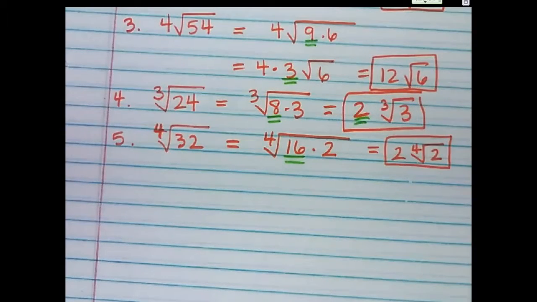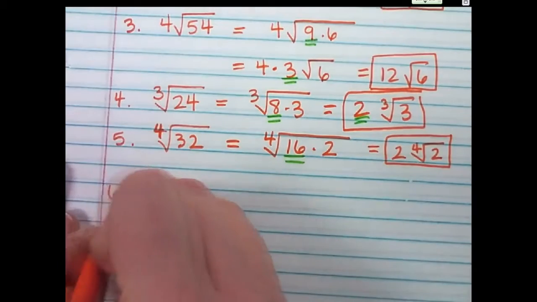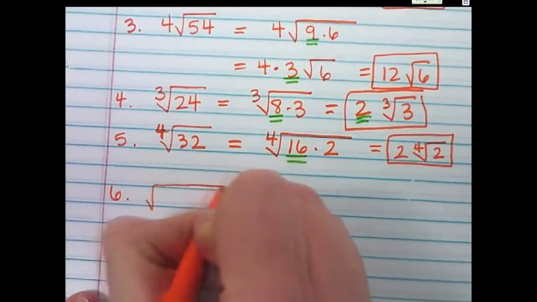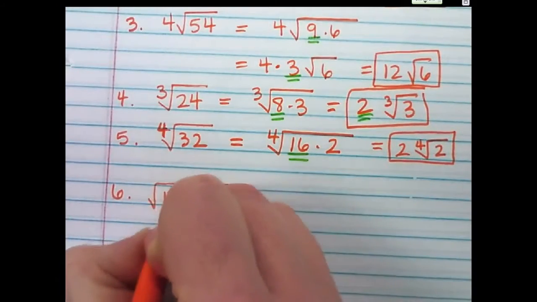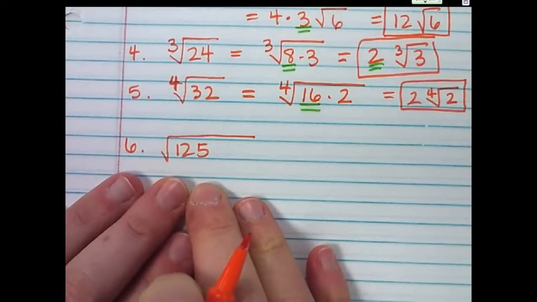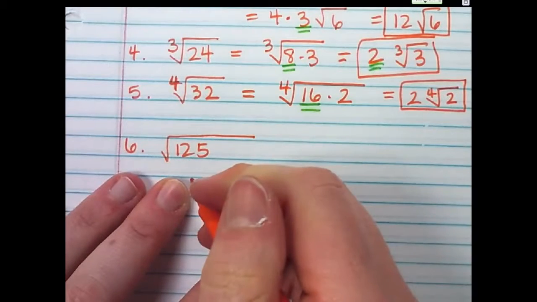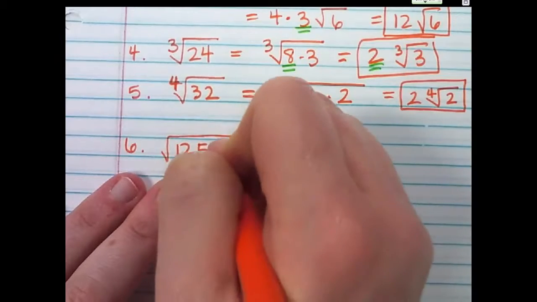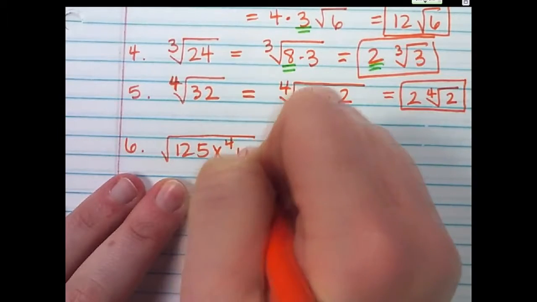So fourth root of 16 is 2, and then the other 2 stays on the inside. So far so good? I'm going to throw some letters in now. Why? You know it never stays easy. Okay, number 6. Is everyone up to number 6 though? Because I don't want to go on. Okay. Number 6, square root of 125, x to the 4th, y to the 5th.